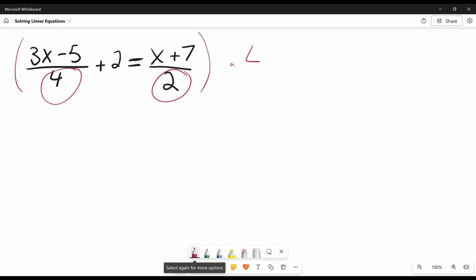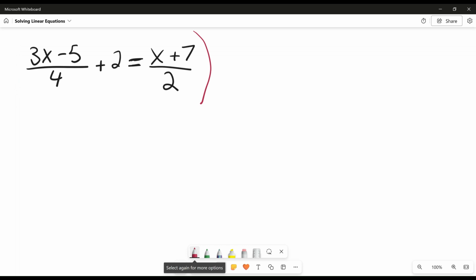Or you could multiply by 4, which will cancel out the 2 here, because 4 over 2 is equal to 2, so you're not going to have a denominator. And it will cancel out the 4 here, because 4 divided by 4 will just be 1. So there will be no fractions. So the best approach to take here is actually multiplying by 4, not multiplying by 2. Let me take this one step at a time.